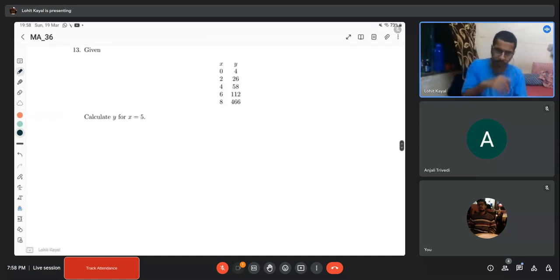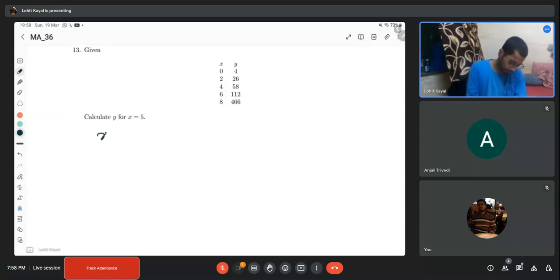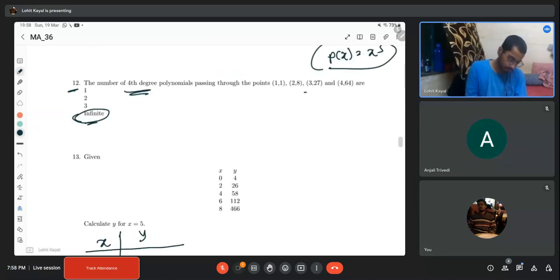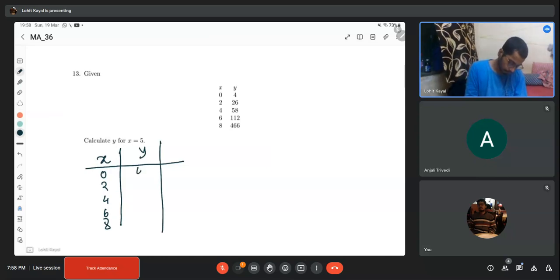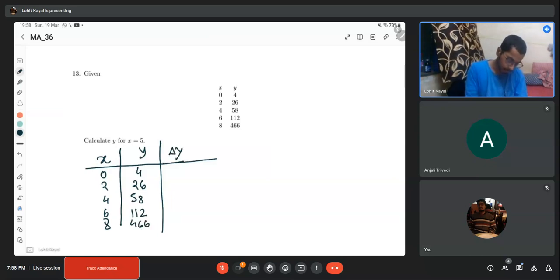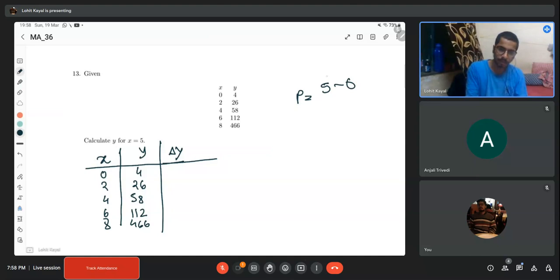I will use the Newton's forward difference. x: 0, 2, 4, 6, 8; y: 4, 26, 58, 1, 2, 4, 6, 6. Delta y. So calculate the value of p. p is your 5 minus 0, that is x minus x naught.